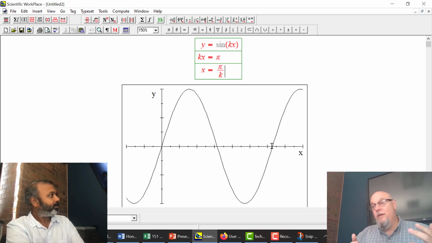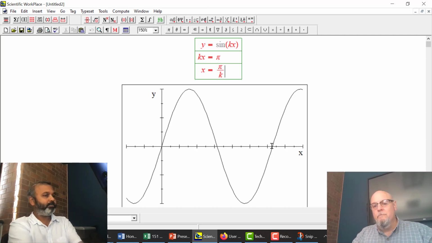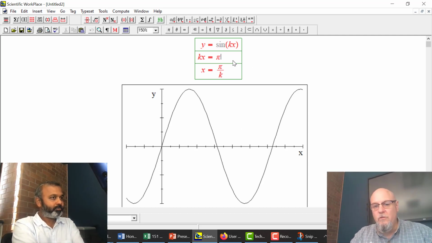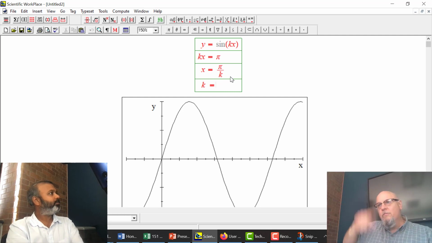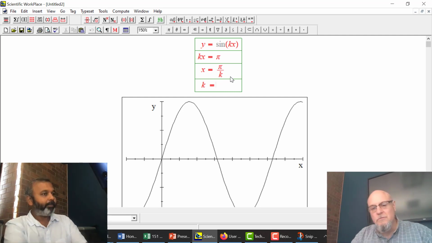So if k was, let's say, 8, each wavelength would be 2 pi over 8, which is one circle over 8, an eighth of a circle. So I would get 8 in there. From what you're saying then, that k in front is just equal to the number of wavelengths per circle. Okay, that's cool.